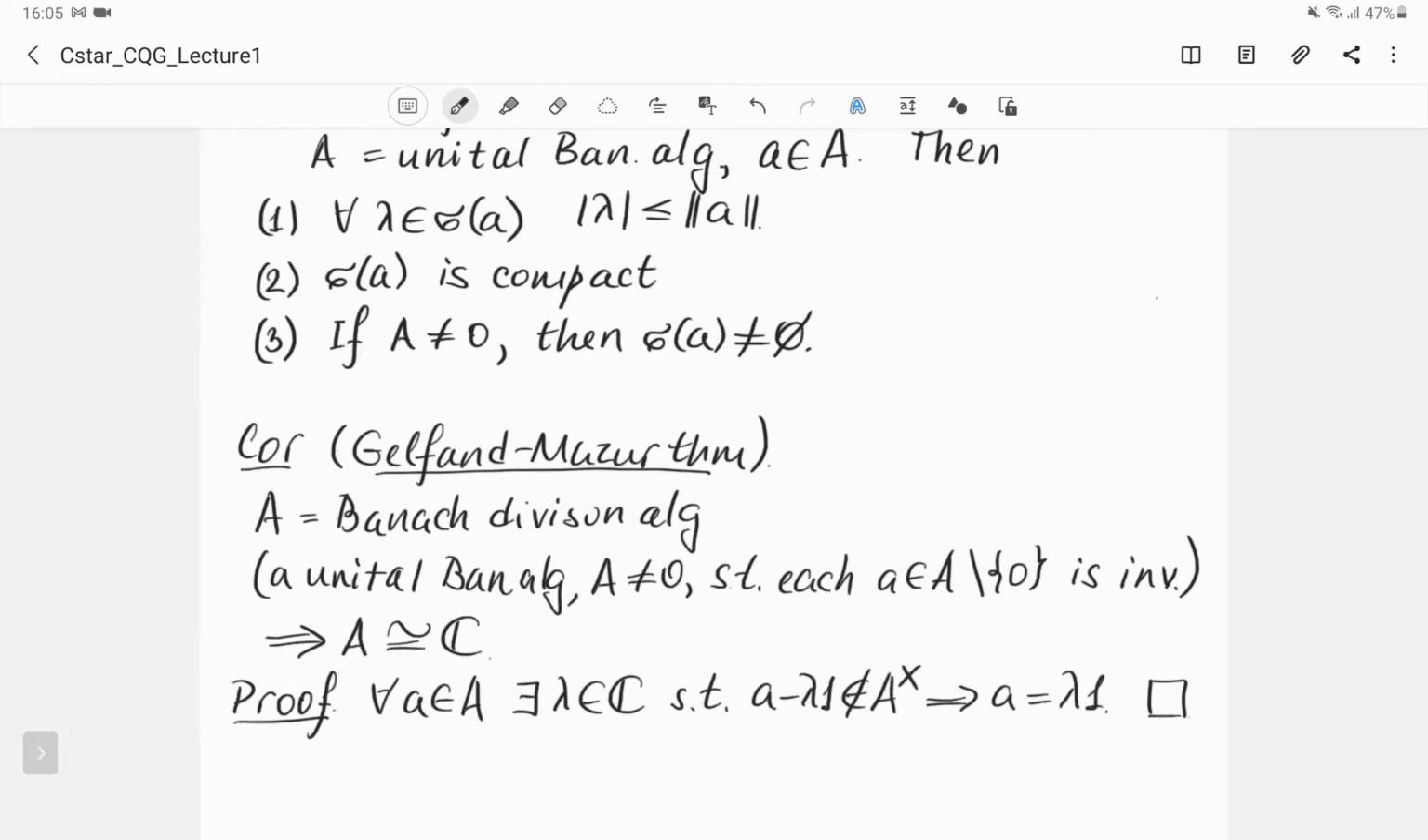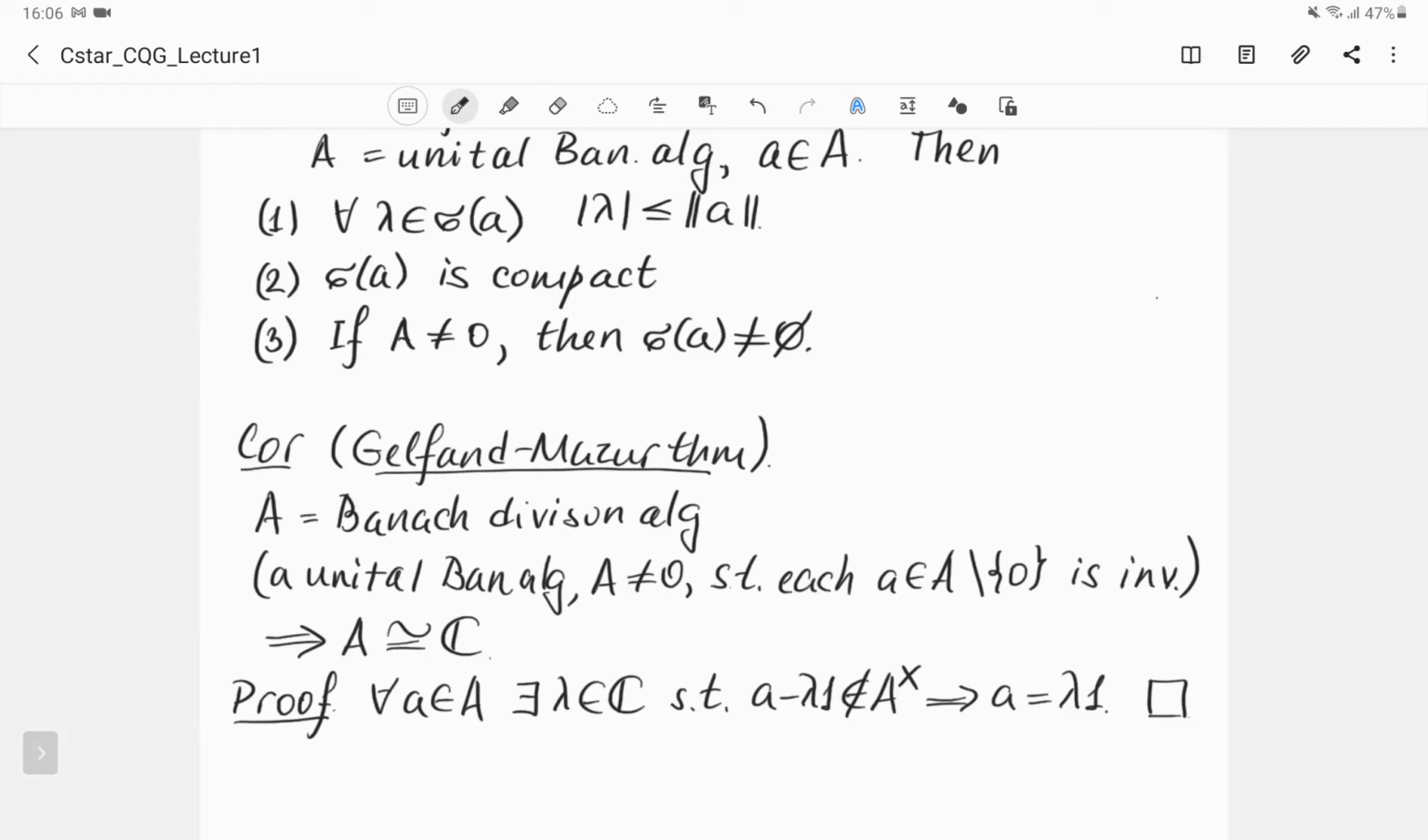By the way, the Gelfand-Mazur theorem has also an analog for real numbers. The real version of the Gelfand-Mazur theorem states that if A is a Banach division algebra over the real numbers, then it is isomorphic either to the real numbers, or to the complex numbers, or to the quaternions. So there are only 3 possibilities. And this result extends the classical Frobenius theorem, which states the same for finite dimensional algebras.